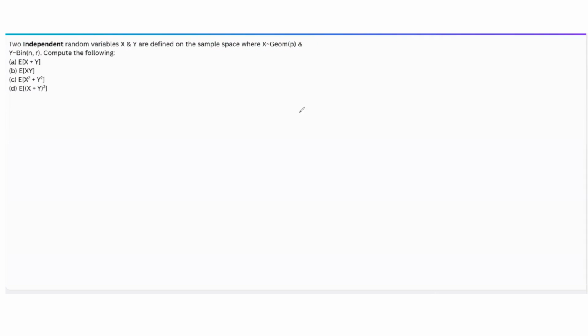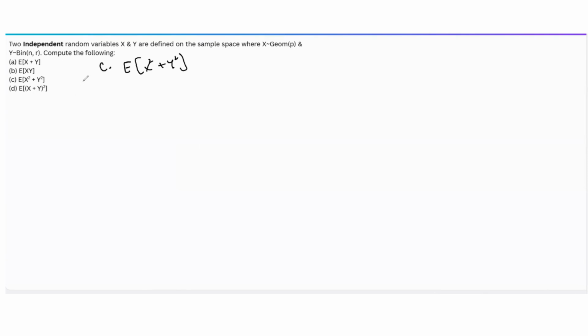We were looking at this question related to properties of expectations, where we looked at part A and B earlier. We want to now look at part C and part D. Part C asks us to find the expected value of x squared plus y squared, and part D asks us to find the expected value of x plus y squared. Starting with part C, we want to find the expected value of x squared plus y squared.